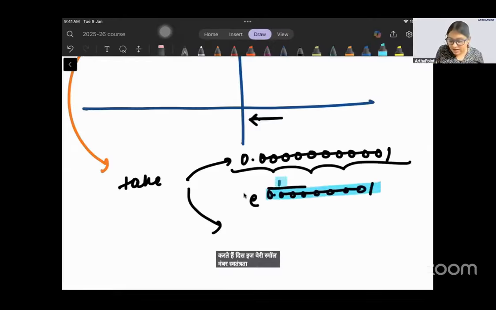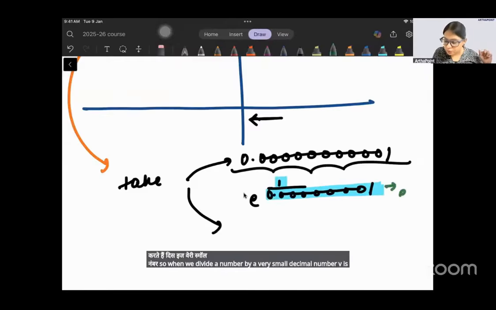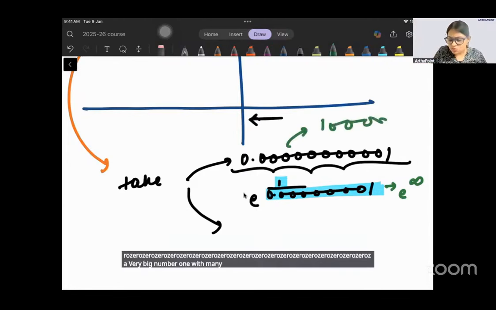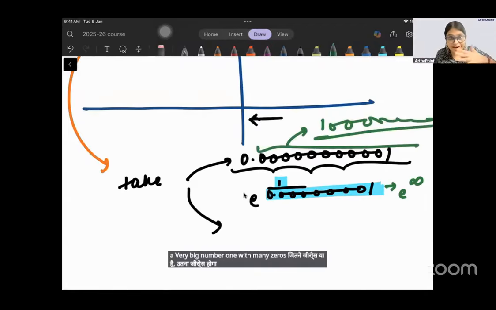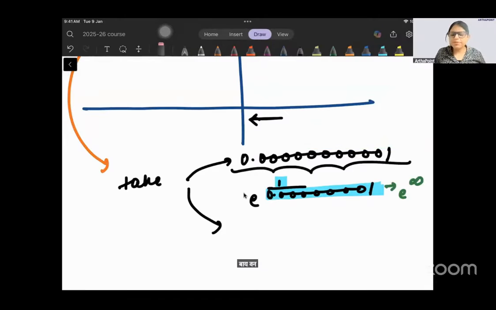So when we divide a number by a very small decimal number, we assume that it approaches infinity. वो बहुत बड़ा नंबर निकल के आएगा. 1 divided by 0.000000001, this will be a very big number, one with many zeros. जितने zeros यहाँ हैं उतना zeros होगा when you will divide this number by 1. So mane this will be a very, very big number, mane infinity.